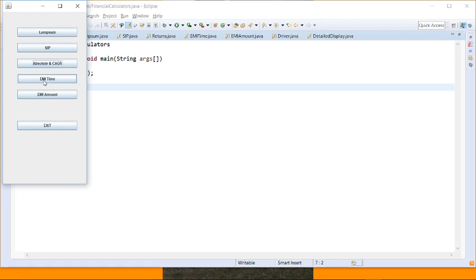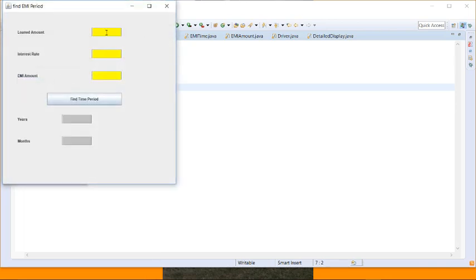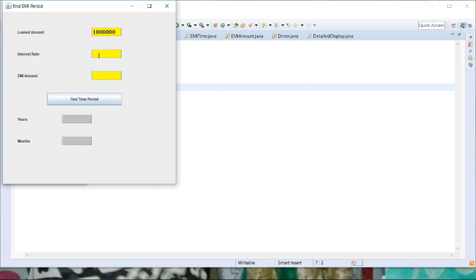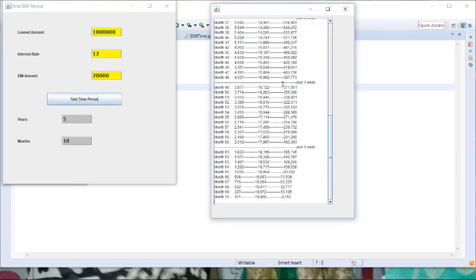Similarly, if you are taking a loan from a financial institution, suppose you have taken 1 million with an interest rate of 12% and an EMI of 10,000 per month that you are going to pay back, then how much time will it take to complete that amount? The EMI should be more than this much, more than 10,000. So let's go with 20,000. Now this is what it will take: 5 years and 10 months is the time period required.